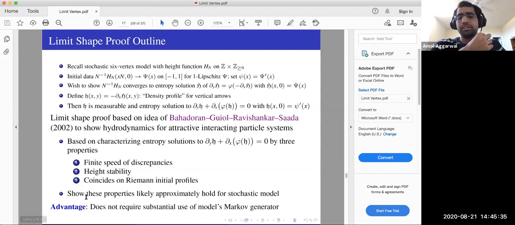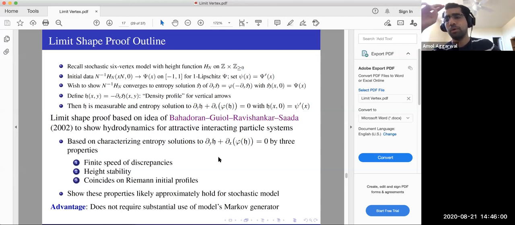The second part of this program is to show that these properties hold for the model. They hold with very high probability, approximately, for the stochastic model under consideration. So combining these two facts, you'll get the limit shape result you want. Okay, and the advantage to this sort of approach is that it doesn't require substantial use of the Markov generator.